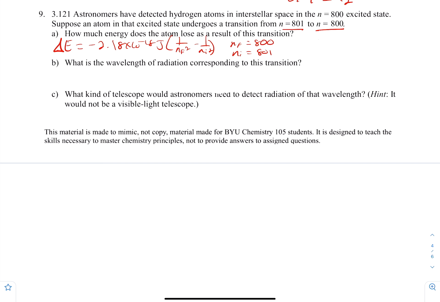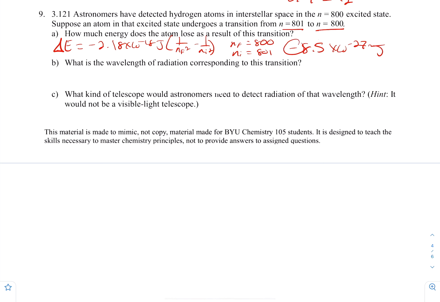Sorry, it's taking me a little bit to punch this in. All right. And then times. All right, and then I ultimately get about negative 8.5 times 10 to the negative 27th joules.